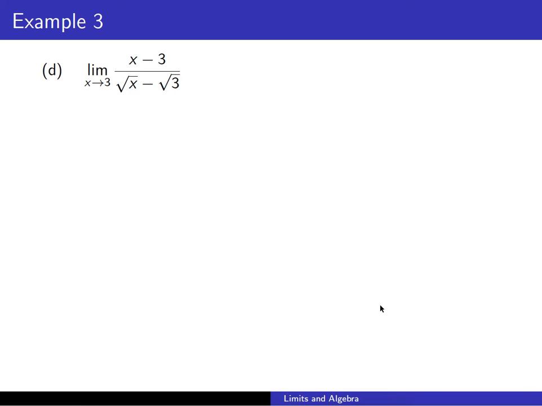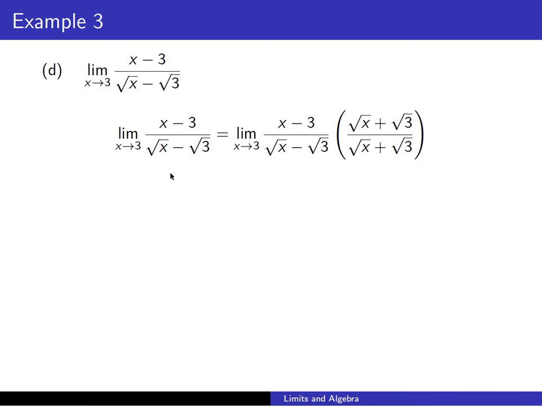Finally, example 3d, we have the limit as x approaches 3 of x minus 3 over the square root of x minus the square root of 3. And if we directly evaluate this at x equals 3, we get 0 in the numerator, 0 in the denominator, and that's no good. So we'll multiply by the conjugate of the denominator, the square root of x plus the square root of 3, rather. Much like the last example, we are going to leave the numerator in its factored form.